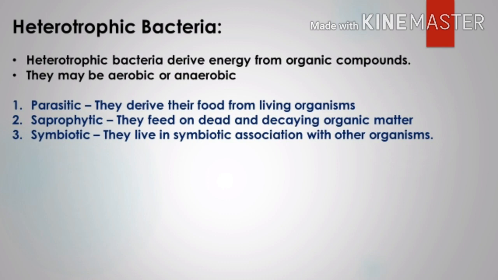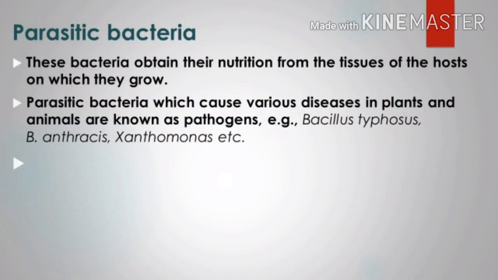So what are parasitic bacteria? They derive their food from living organisms. Saprophytic bacteria feed on dead and decaying organic material, and symbiotic bacteria live in symbiotic association with other organisms, meaning there is no harm to the other organism. So let's see one by one. Number one is parasitic bacteria. These bacteria obtain their nutrition from the tissues of the host on which they grow.